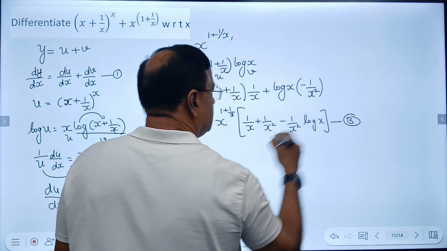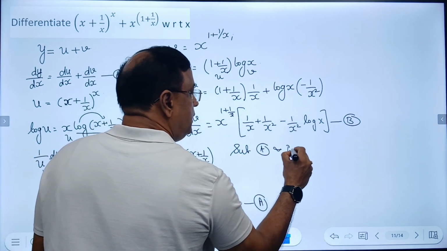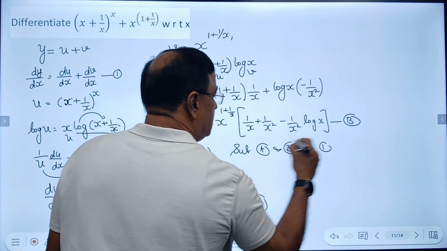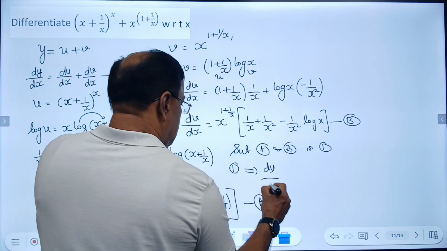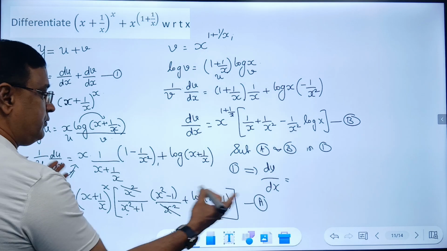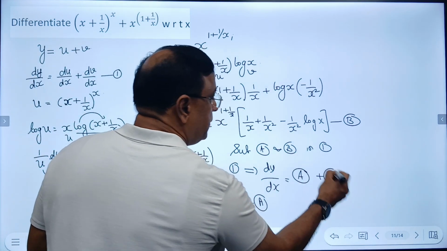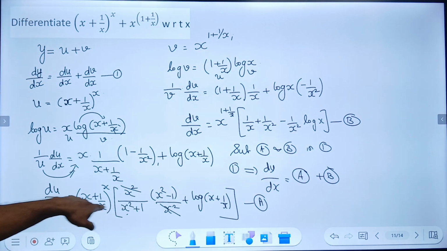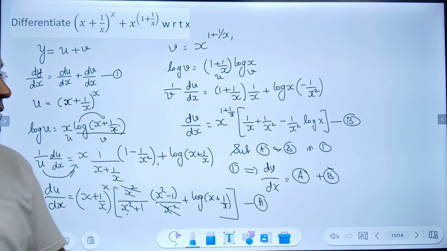This is my v. Now what I will do? Substitute a and b in 1. So what happens to 1? dy by dx will be, I have my a, I have to substitute that a plus b. Again, I'm repeating, don't write like this. You have to write the entire terms, and B also should be written clearly, otherwise you lose unnecessary marks.